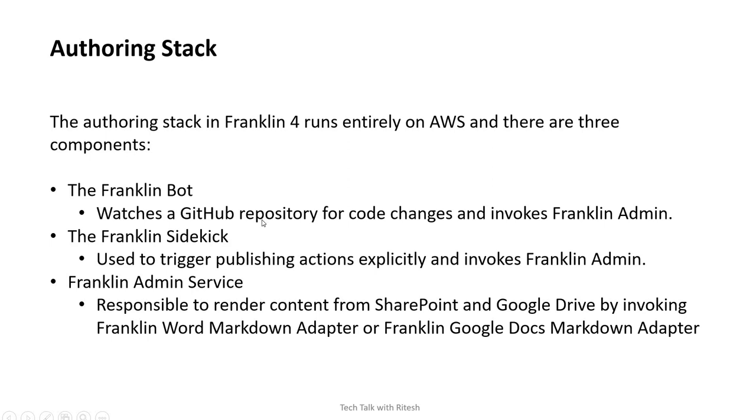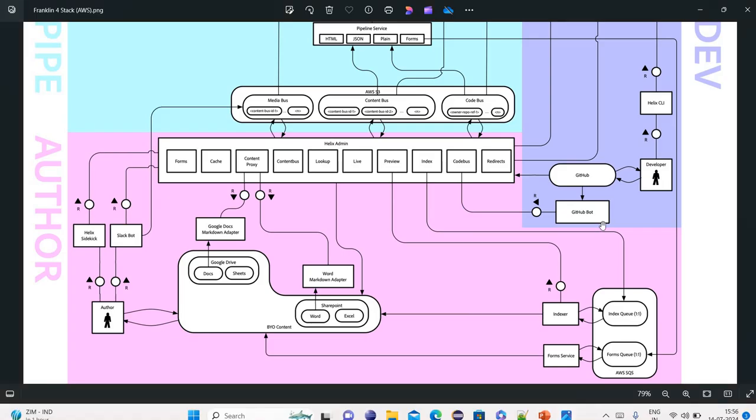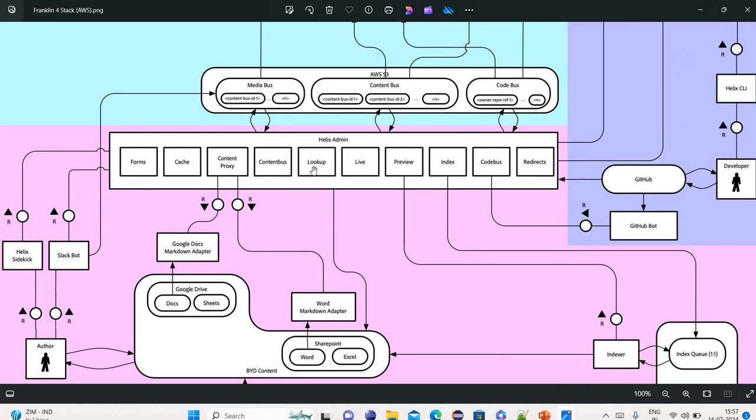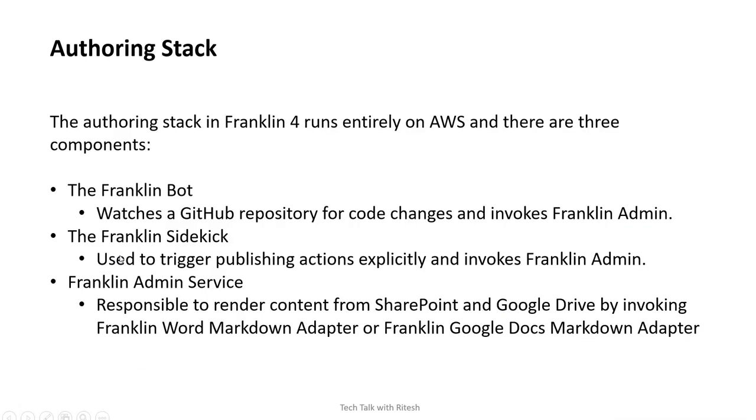The Franklin board watches your GitHub repository continuously. This is our GitHub repository, and there is a board associated. As soon as a developer pushes changes to the GitHub repository, this board syncs it using, of course, the Helix admin services. We have lots of REST based services available here, for example live, preview, etc. It is pushed to code bus. So starting from here, down here, if it is preview, then here code bus. Simple. That is one board.